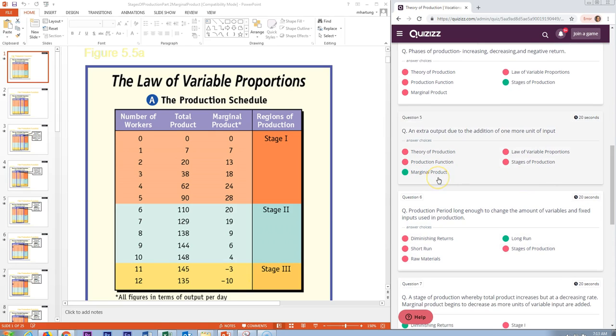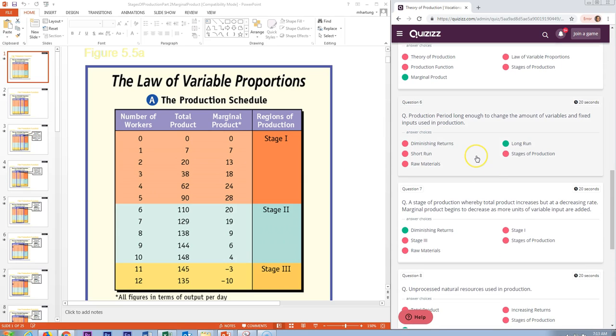Marginal product. In other words, how do we calculate the marginal product here? Well, it's based on total product, which is based on number of workers. And so when we increase from, for example, 1 worker to 2 workers, our total output, total product, went from 7 to 20. 20 minus 7 equals 13. So the marginal increase when we added 1 more worker is 13. Marginal product.